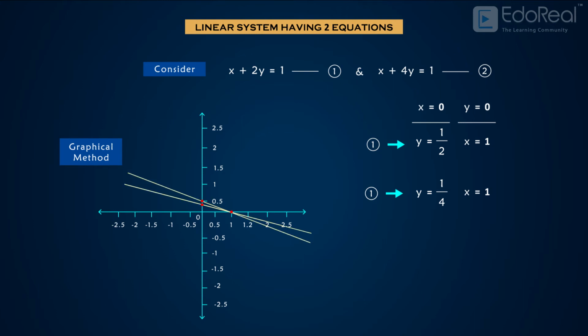These two lines represent the given two equations. By observing the two lines on the graph, we can say that they intersect at a single point. This is the solution for the given system, which is the point (x, y) = (1, 0), that is, x = 1 and y = 0.